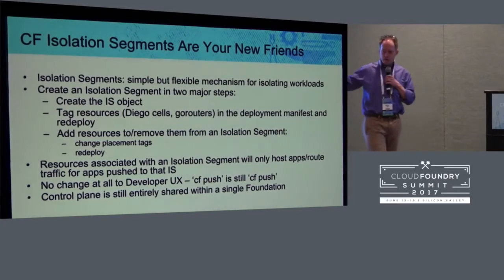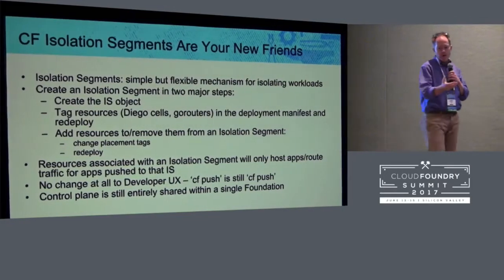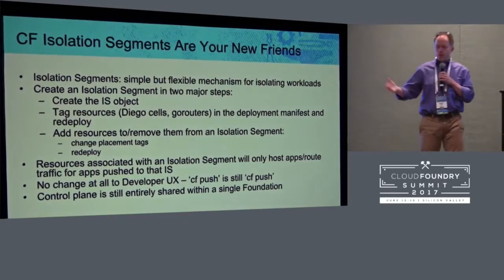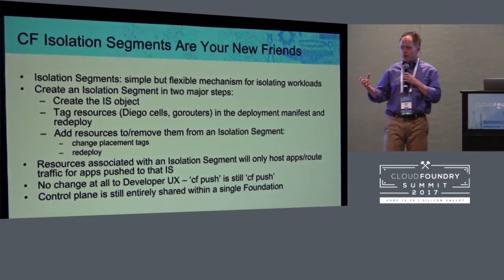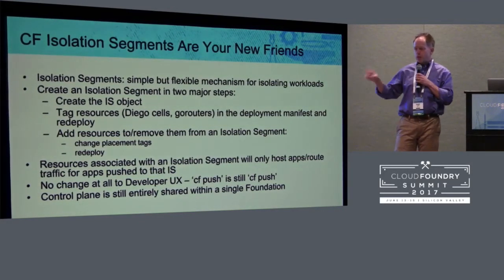In a couple slides, I'll show you the path by which the isolation segment gets assigned. How does an app know where it's going to land? And likewise, if you have Go routers that are tagged for an isolation segment, they'll only be able to route traffic for apps within that isolation segment, and they will not be able to route apps that are not in that isolation segment.